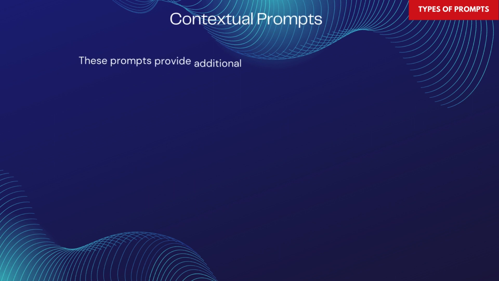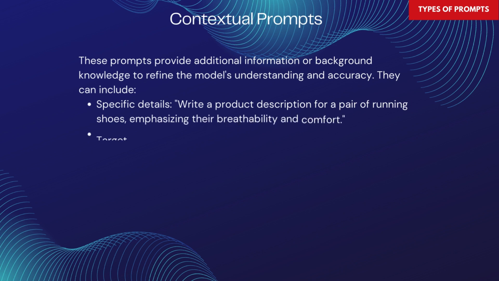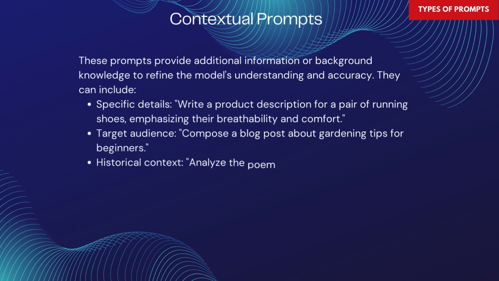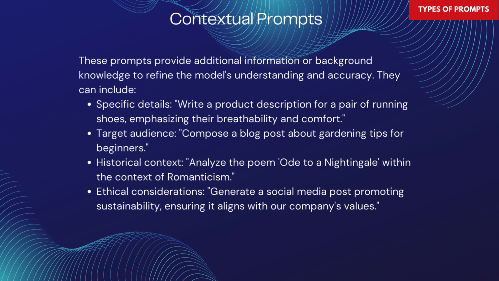5. Contextual prompts. These prompts provide additional information or background knowledge to refine the model's understanding and accuracy. They can include specific details. Write a product description for a pair of running shoes, emphasizing their breathability and comfort. Target audience. Compose a blog post about gardening tips for beginners. Historical context. Analyze the poem Ode to a Nightingale within the context of Romanticism. Ethical considerations. Generate a social media post promoting sustainability, ensuring it aligns with our company's values.